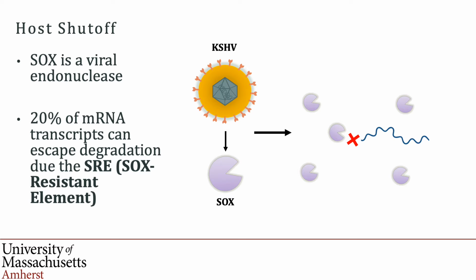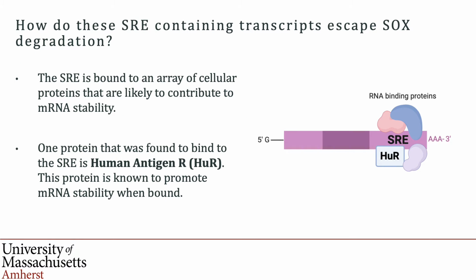Our lab is interested in the 20% of transcripts we call escapees. Previous research located a component on the 3' untranslated region of escapees we call the SRE, which stands for SOX-resistant element. This allows transcripts to actively escape SOX. This leads to the question of, how do these SRE-containing transcripts escape SOX degradation? The SRE was found to be bound to an array of cellular proteins that are likely to contribute to mRNA stability.